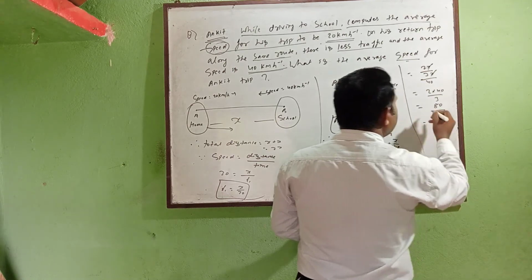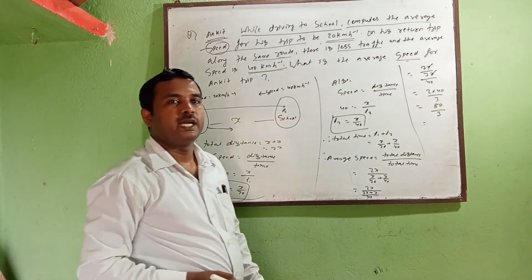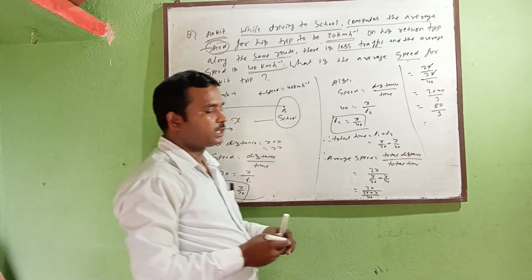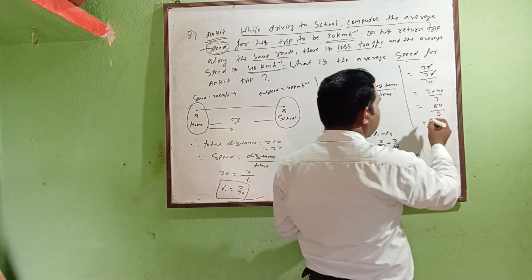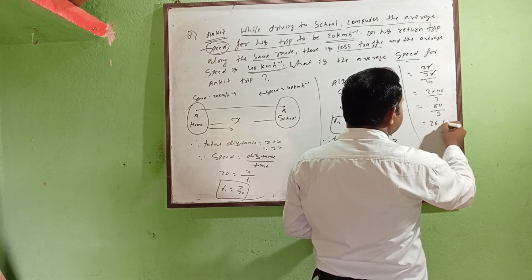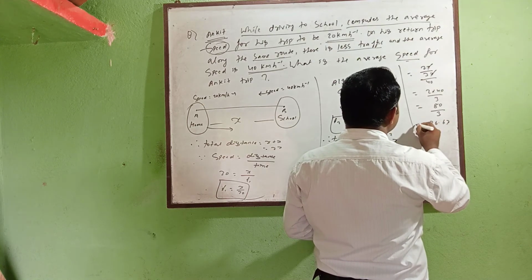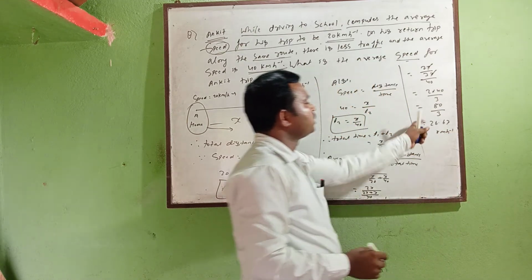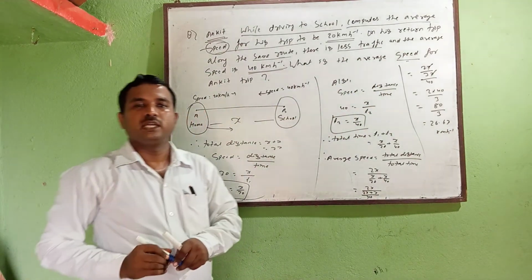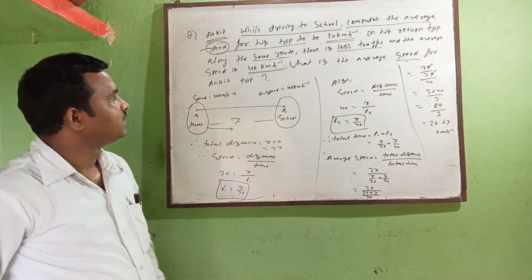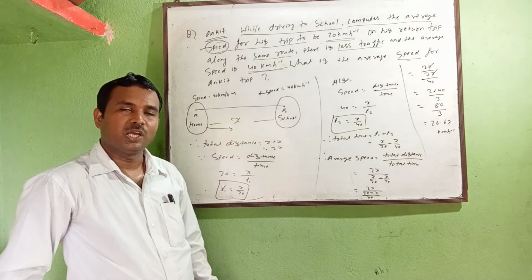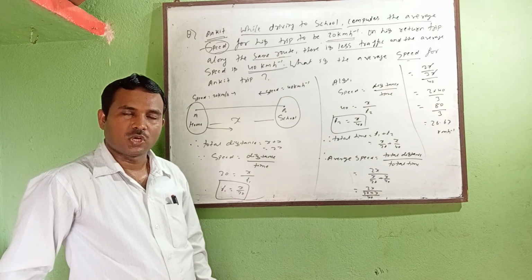Is it clear? Now you can divide this. What is the exact value? About 26.6, with 6 recurring. What is the unit? Kilometer per hour. So this will be the calculation, and like that you will solve. You can also write down these questions, and solve similar questions.